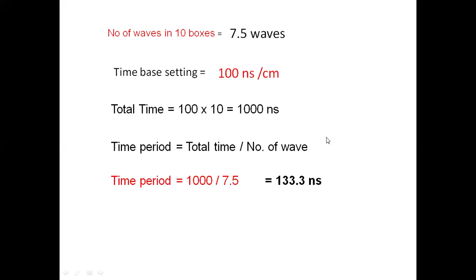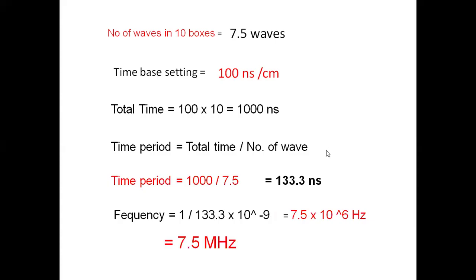And for the frequency to be in hertz, time has to be in seconds. So that will be 133.3 times 10 raised to the power minus 9 seconds, and frequency will be 1 upon T, that is 1 upon 133.3 times 10 to the power minus 9. The answer is 7.5 times 10 to the power 6 hertz, that is 7.5 megahertz.